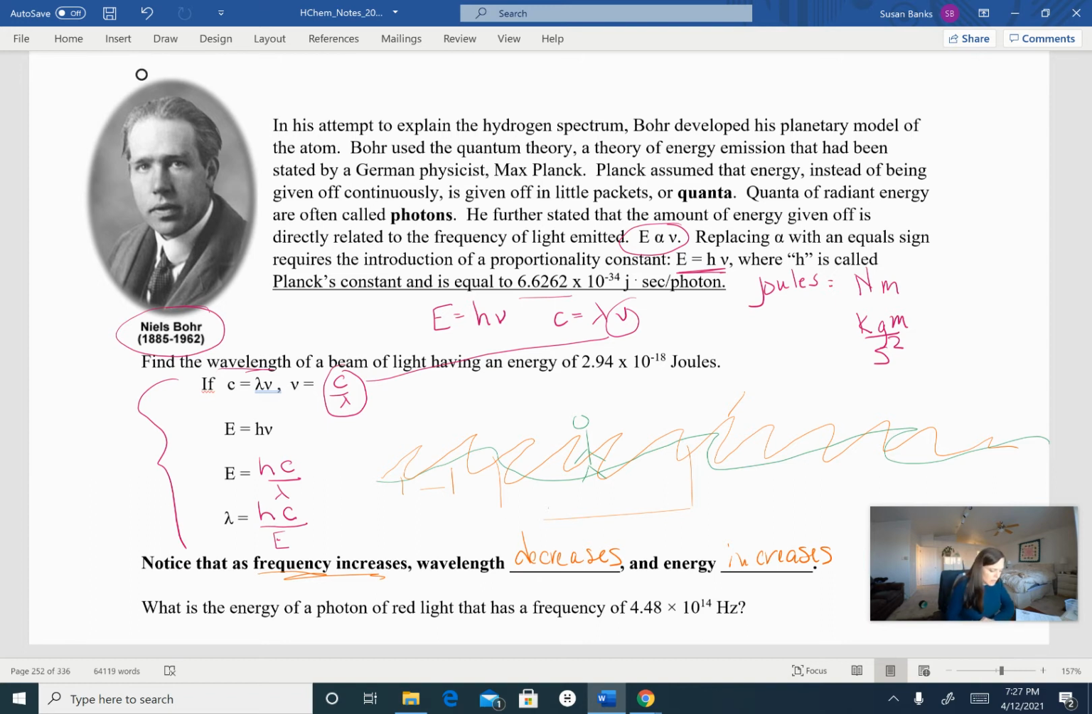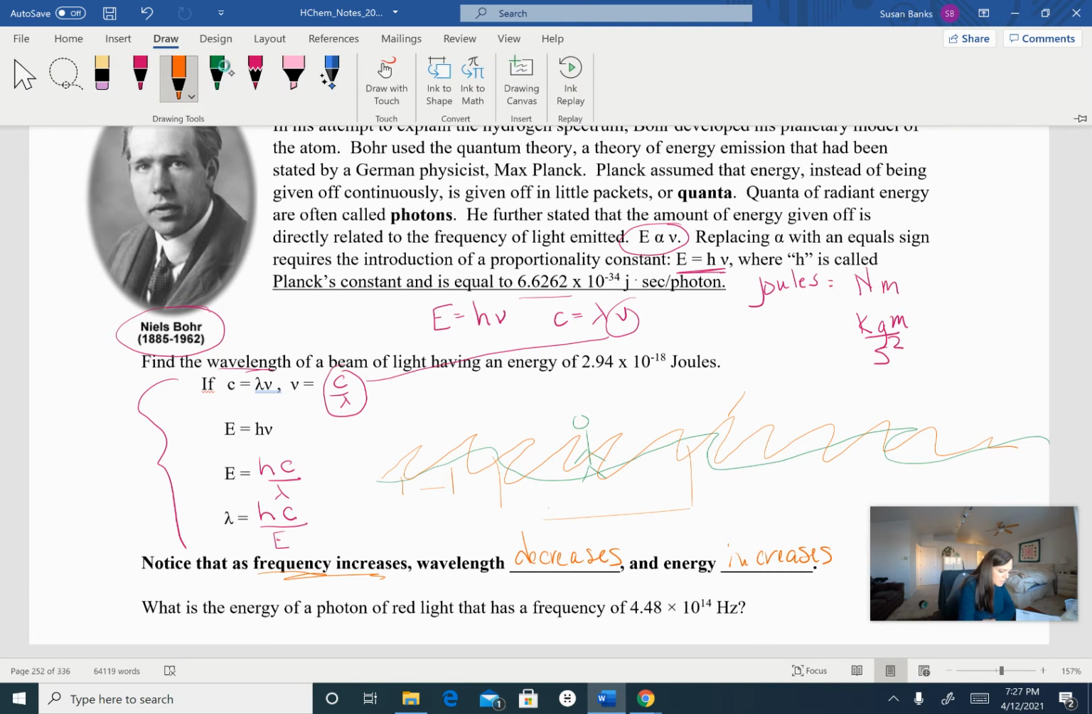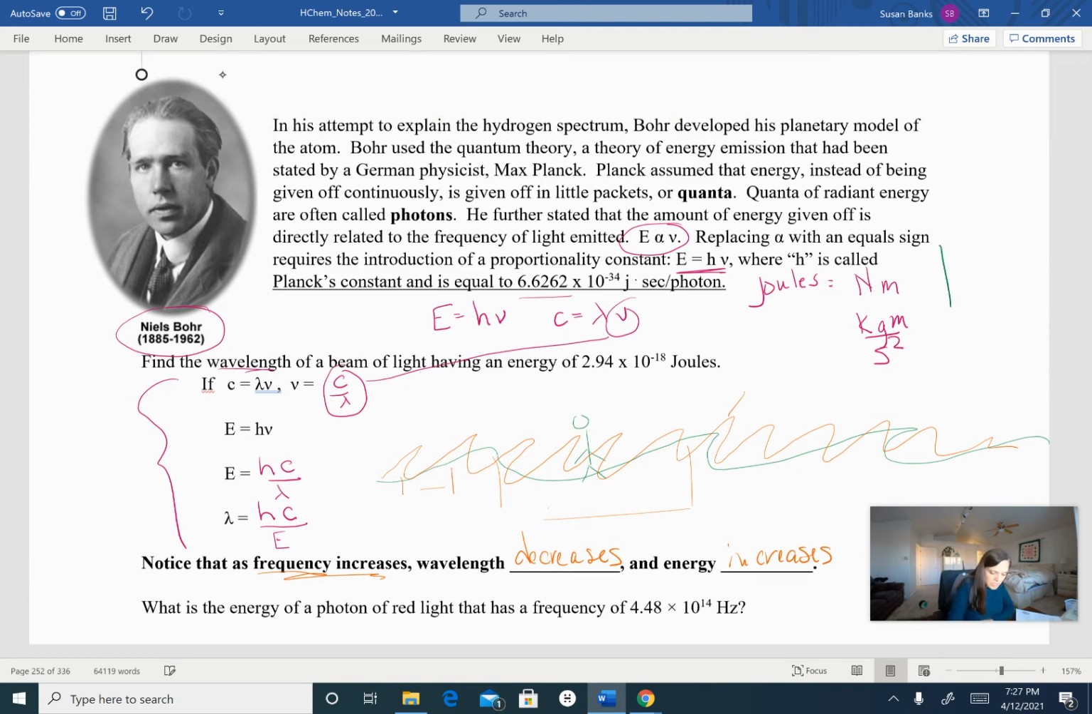Okay, so we could also map this out by doing a couple different Cartesian diagrams. If I have wavelength and frequency, they're inversely proportional to each other. So it would look like that. I would have an inverse relationship. If I do wavelength and energy, as wavelength gets bigger, energy gets smaller. So it's going to look like that.